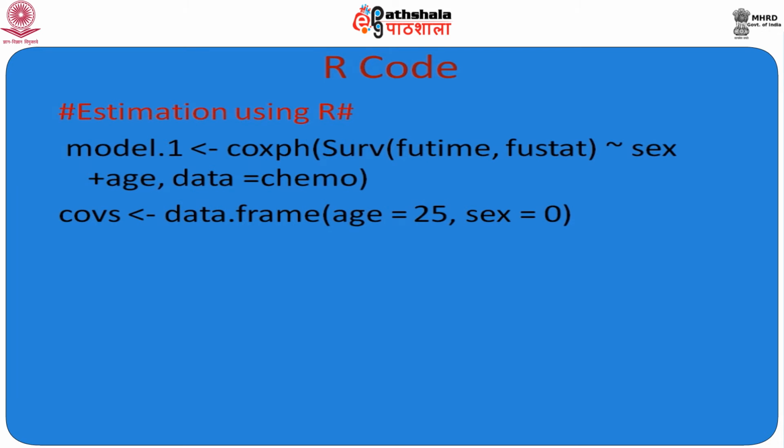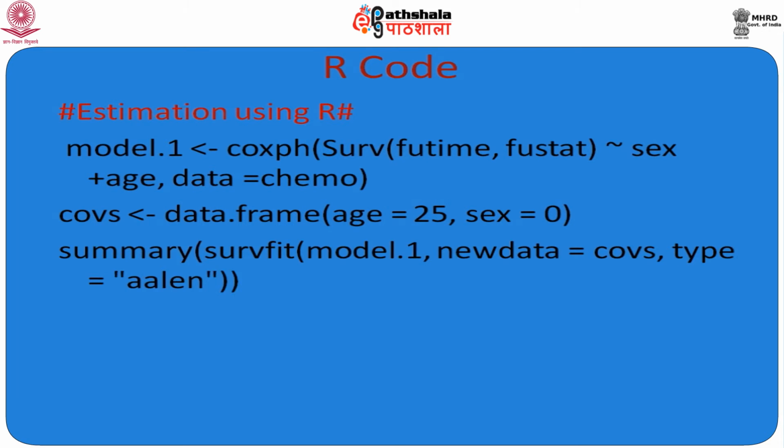Once we have called the model, the next step is to create the new data. For that we use the function data.frame, into which we put age equals 25 and sex equals 1. So it's assigning a specific individual having age 25 and sex coded as 0. Now we want to estimate his survival prediction.